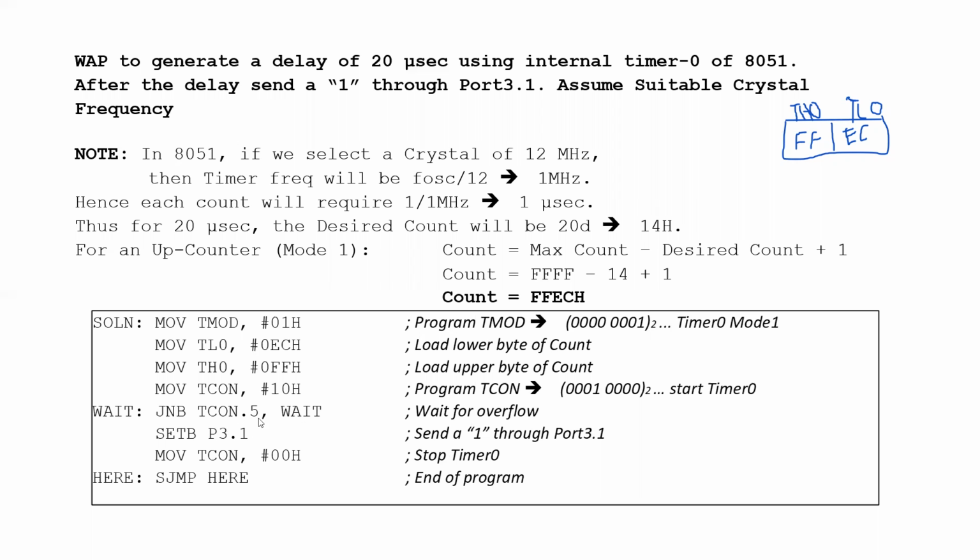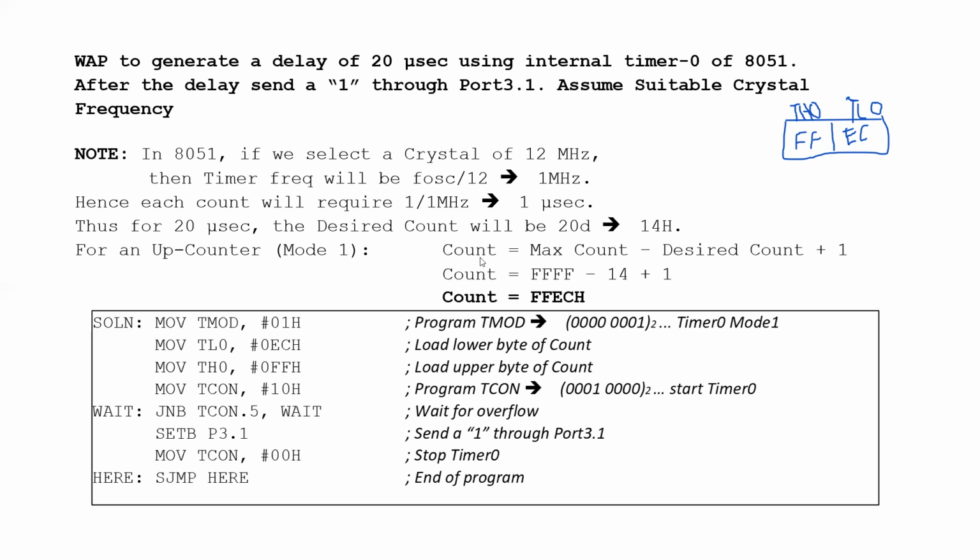TCON 0.5 is now set, and also we start the timer by setting TCON 0.4. So by clearing it, we are stopping timer 0 and also clearing the overflow flag of timer 0. Then we end the program. So this is the program to generate a delay of 20 microseconds.